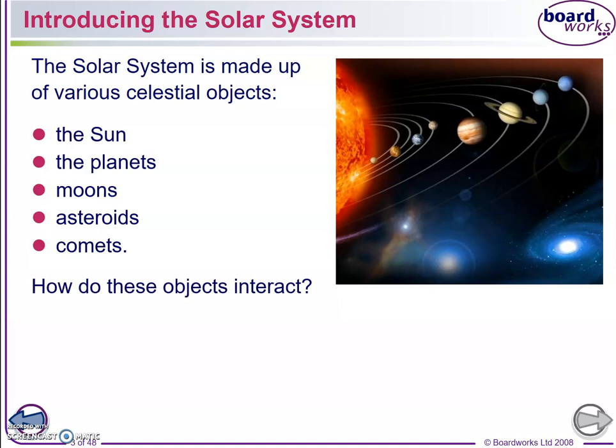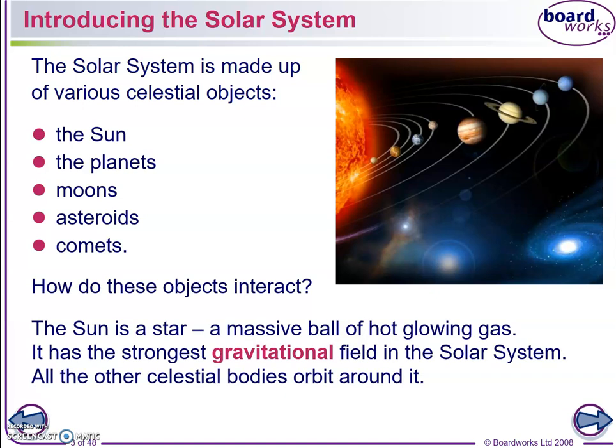So how do these objects all interact? Well, interestingly, as we said, the sun is at the centre of our solar system. It is a star. It's a massive ball of hot glowing gas. Because of its size, it has the strongest gravitational field in our solar system, which therefore causes all the other celestial bodies that we've just mentioned to orbit around it.